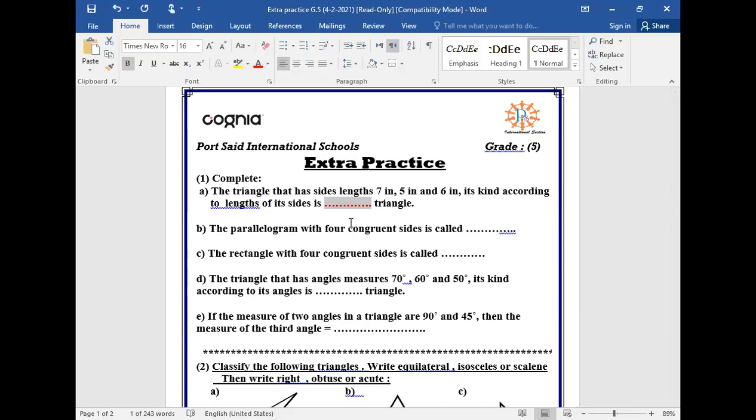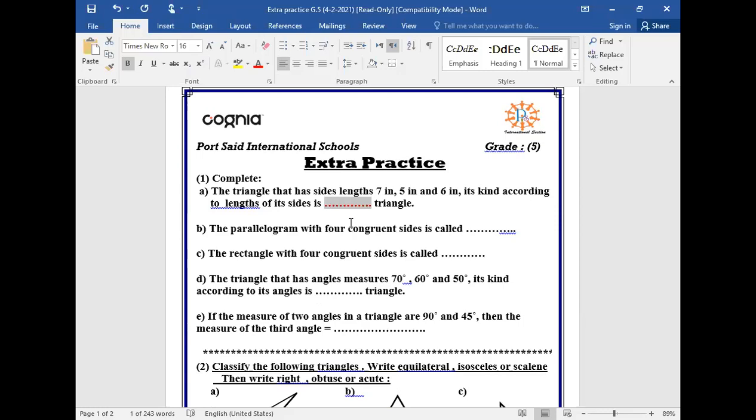Okay, Abdurrahman. Again, حبيبي. If the side lengths of the triangle are equal, all of them are equal, it will be equilateral. If we have only two equal sides, it will be isosceles. And if all sides are different, it will be scalene. What is the kind of this triangle?